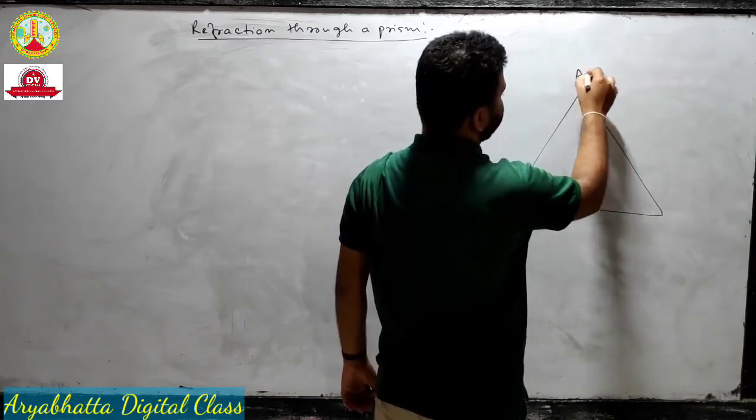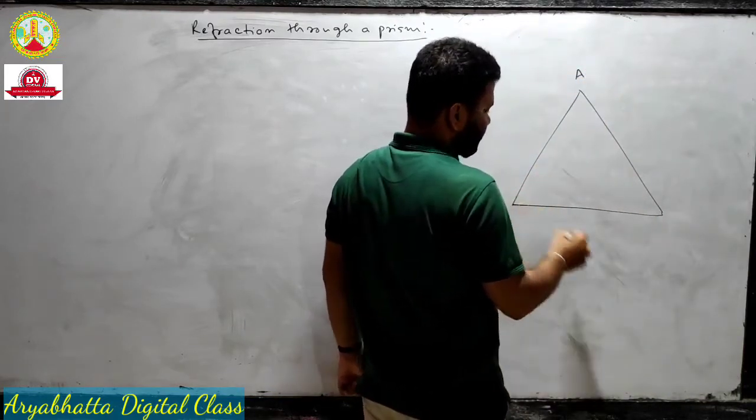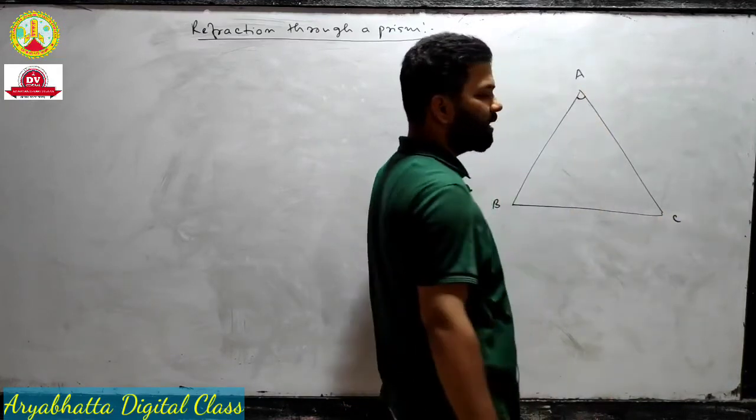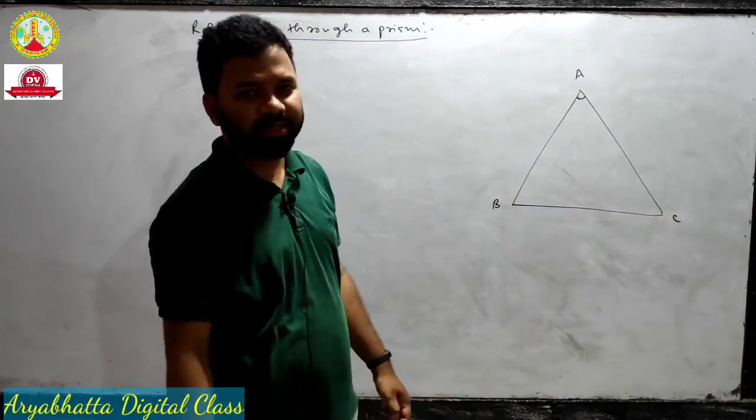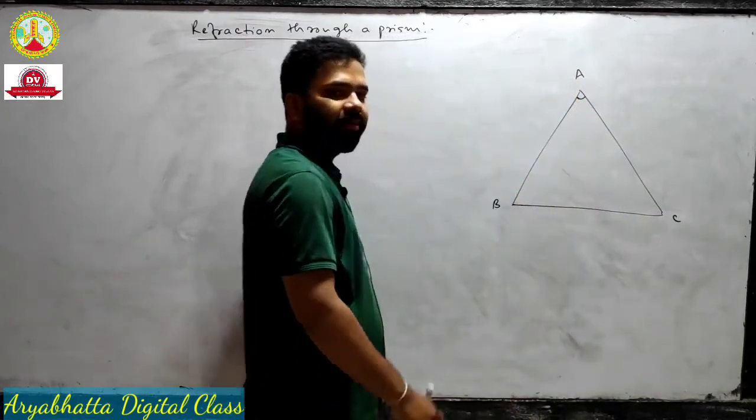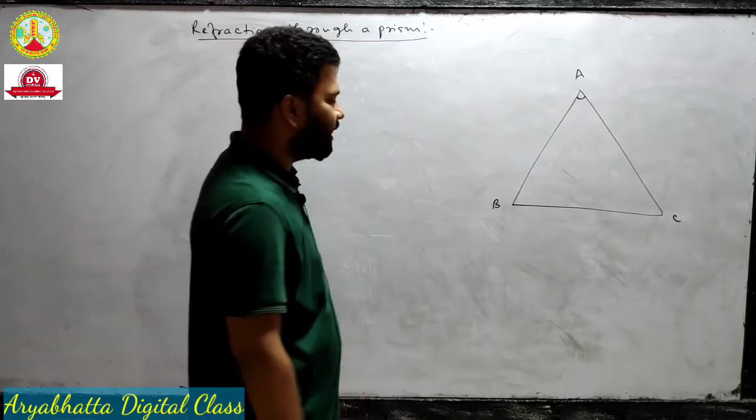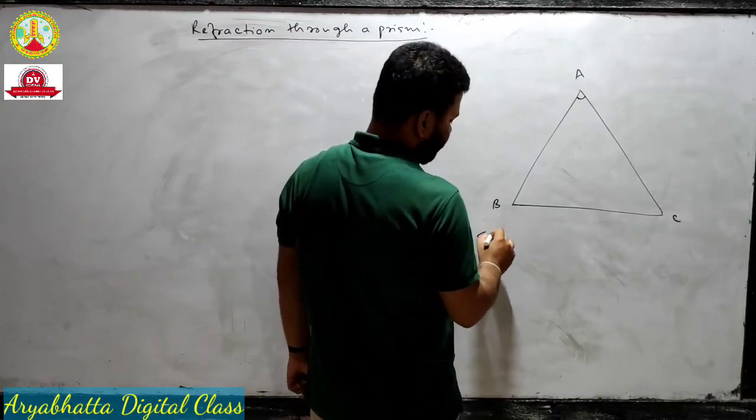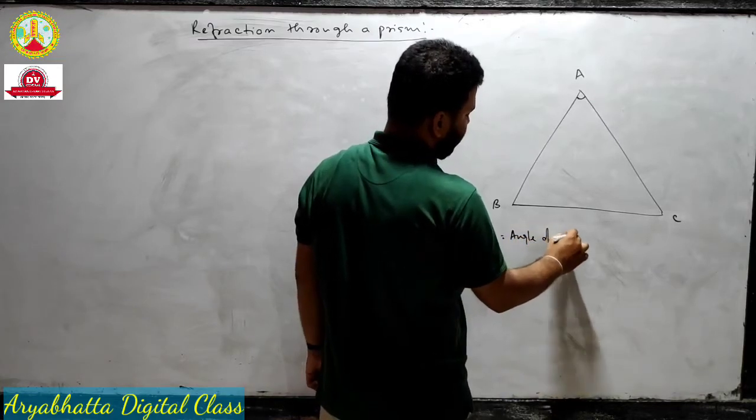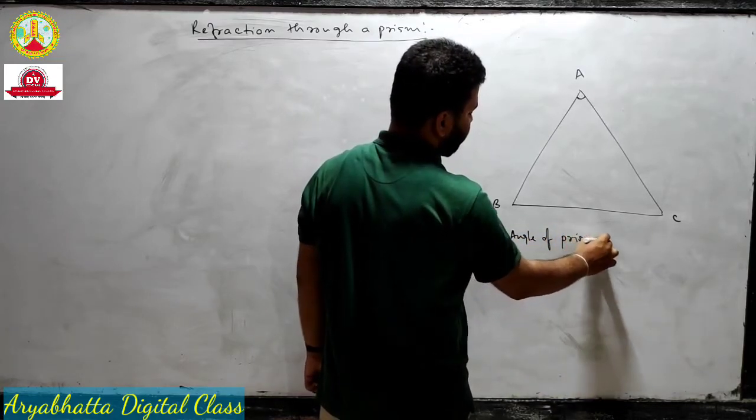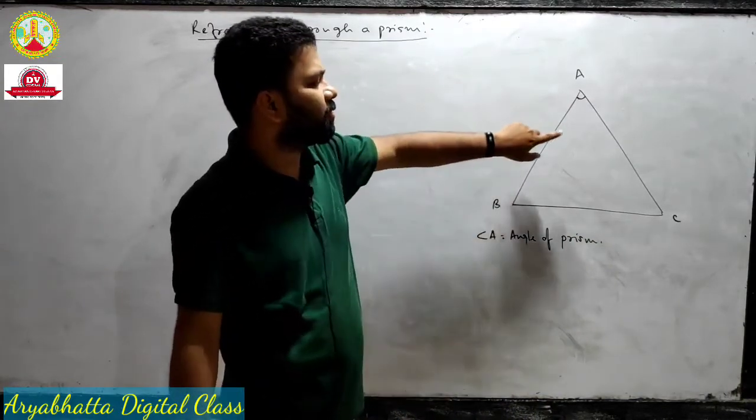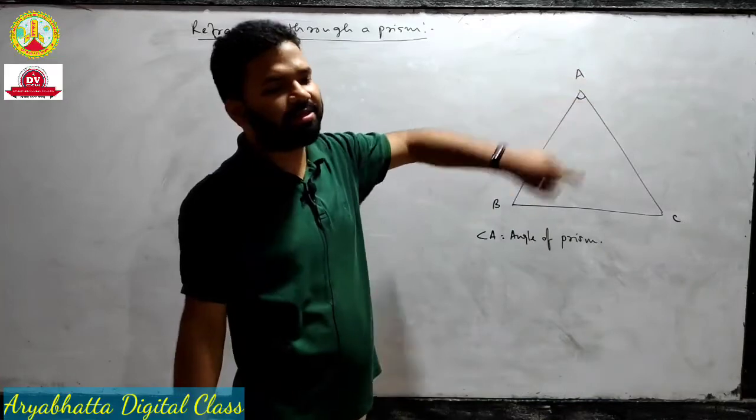Suppose this is point A, this vertex is B, this is C. So this angle, angle A, is known as the angle of prism. If it is an equilateral prism, then angle A will be how much? It will be 60 degrees. So angle A is called the angle of prism.